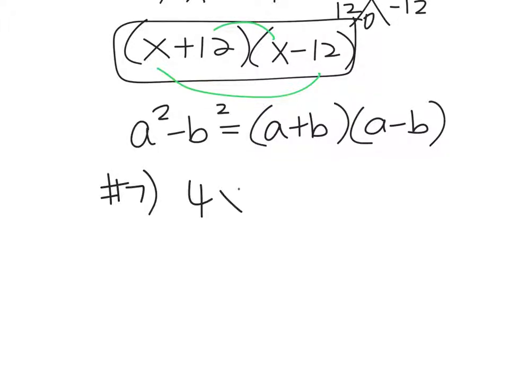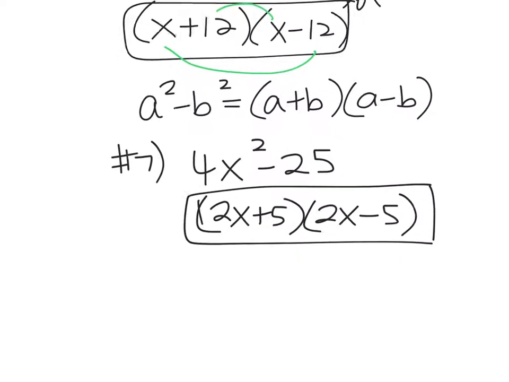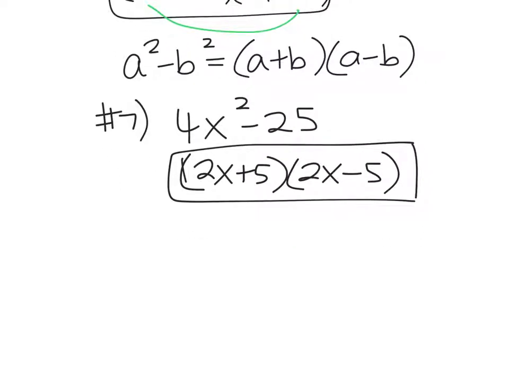4x squared minus 25. Okay? You can choose to do star method if you want to, but then there's a shortcut. So this is the difference of two perfect squares, so I'm going to need two binomials. One's going to be plus and one's going to be minus. Could it be 2x plus 5? Yep. And then 2x minus 5? Perfect. Exactly. These are my favorite, by the way. You're getting these. You're doing great.